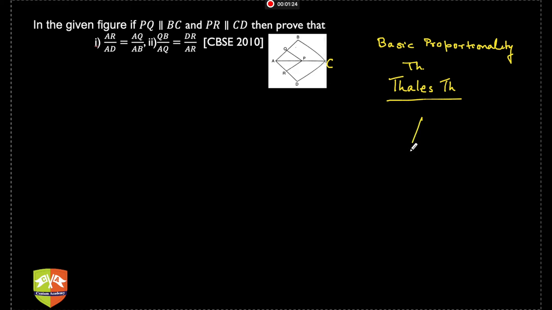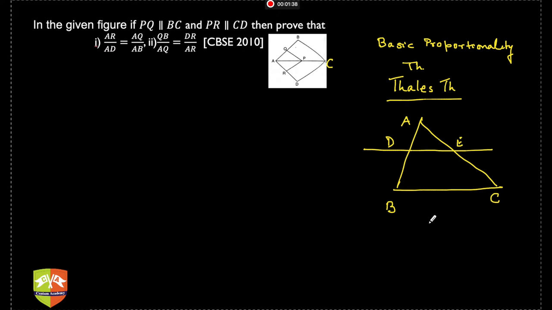It's nothing but this: if there is a triangle ABC and there is a line DE, and DE is parallel to the third side BC, then we know that AD upon DB is equal to AE upon EC. This is the basic proportionality theorem. So we'll be using this theorem to prove this problem.